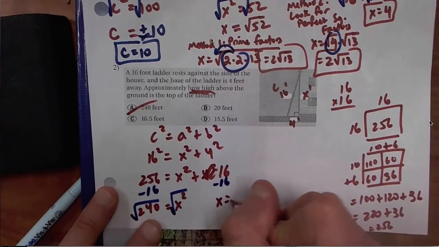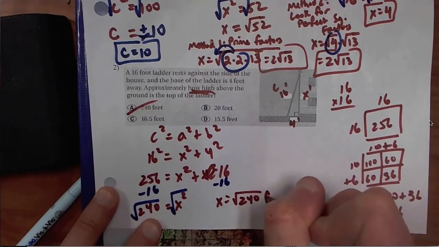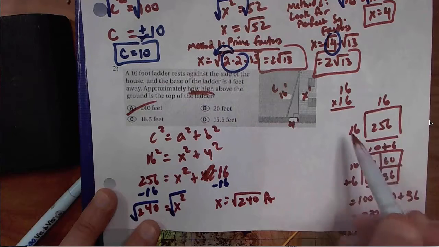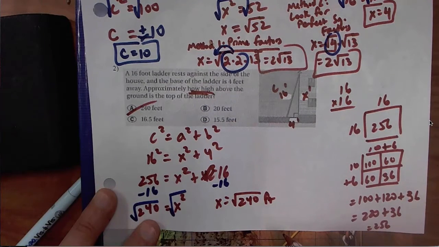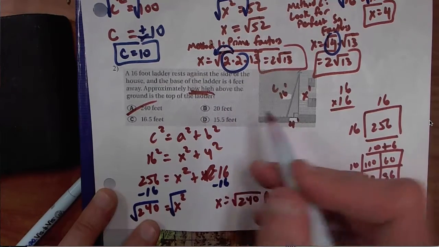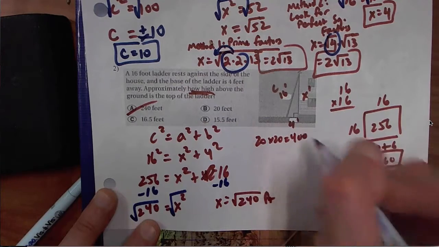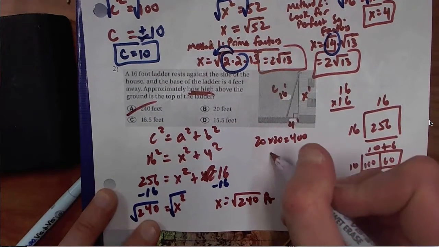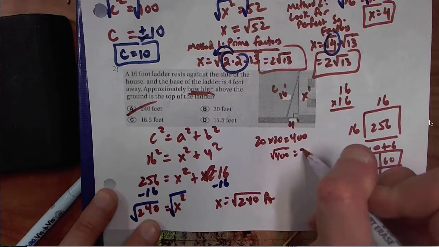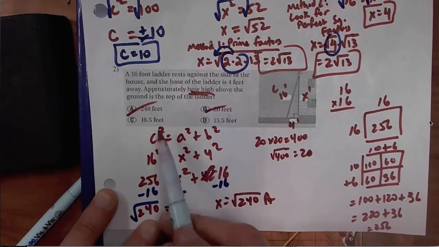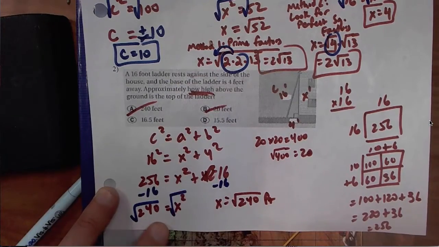Let's say I don't know what the square root of 240 is. Which one of these is it? Look at this as your hint, if you didn't have a calculator. Let's see, I know that 20 times 20 gives me 400, right? So that means the square root of 400 equals 20. This is not the square root of 400, so this is not it either. So the question is, is it 16.5 or 15.5?